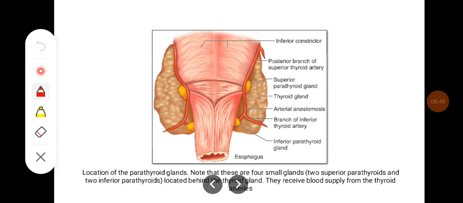So this is the structure showing the location of the parathyroid glands. Note the four tiny glands, superior and inferior parathyroid, and they receive blood supply from the posterior branch of the superior thyroid artery and the branch of the inferior thyroid artery.